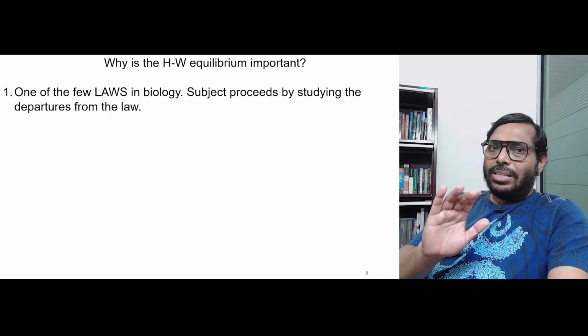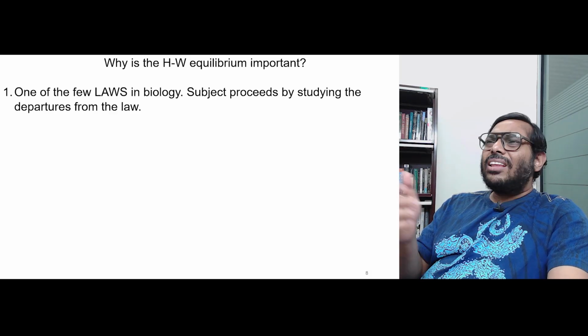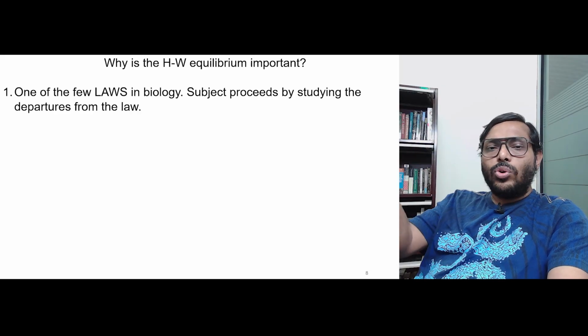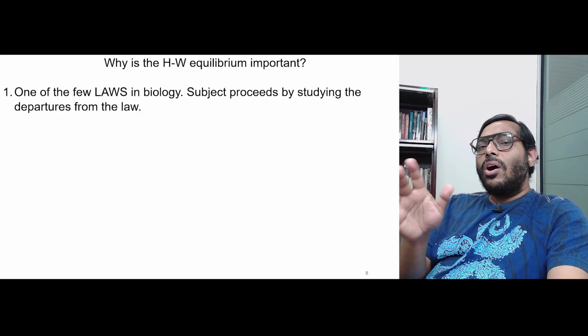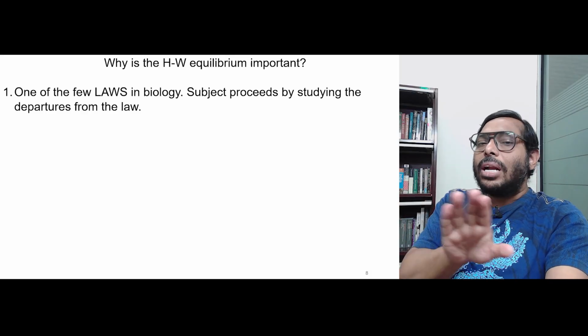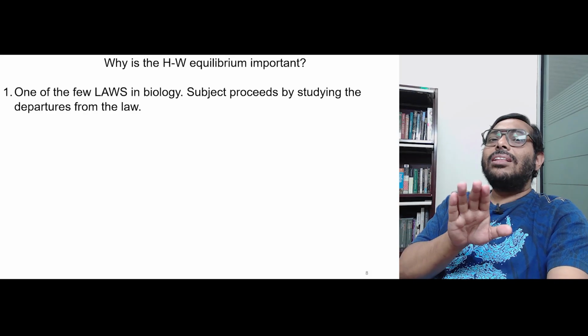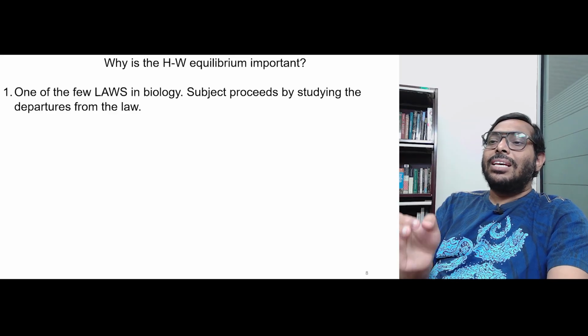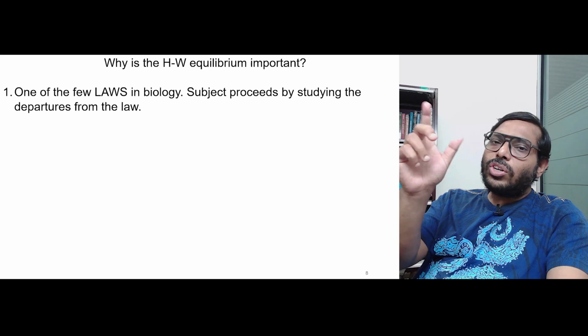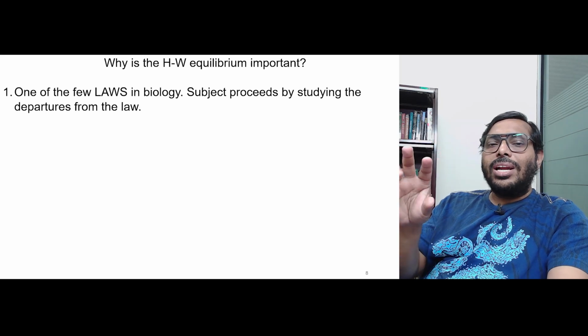You looked at the assumptions, right? There are so many of them, and there is hardly any population which is going to obey any or all of those assumptions. Somewhere or the other the violations will happen, and when they happen, there will be a departure from Hardy-Weinberg, and the entire subject of population genetics is trying to figure out why that departure is happening, which of the assumptions are being violated and to what degree.